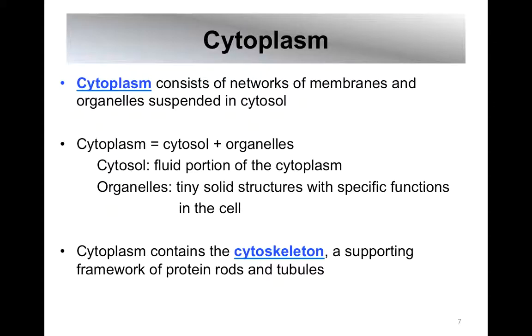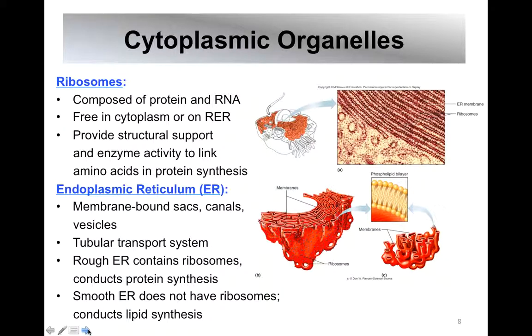Cytoplasm contains a cytoskeleton, and that cytoskeleton is made up of proteins and microtubules. The cytoskeleton helps to direct the flow of traffic through the cell and support the interior of the cell. Ribosomes function in protein synthesis. So ribosomes are where proteins are made.